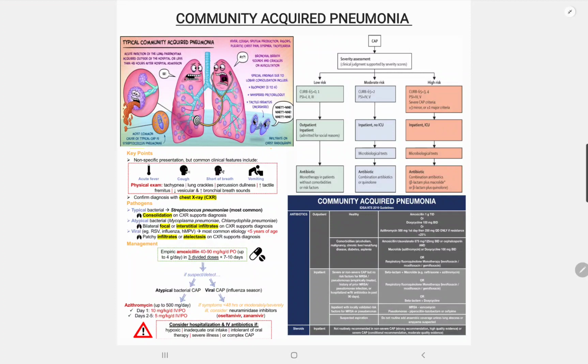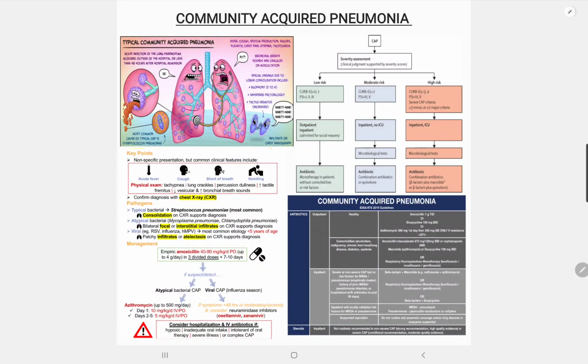The common symptoms like fever, cough, productive sputum, chest pain, and shortness of breath are usually present. On physical examination, crackles, bronchial breath sounds, and dullness to percussion may be observed. Based on the symptoms, physical examination, and the risk factors, a clinical diagnosis can be made.